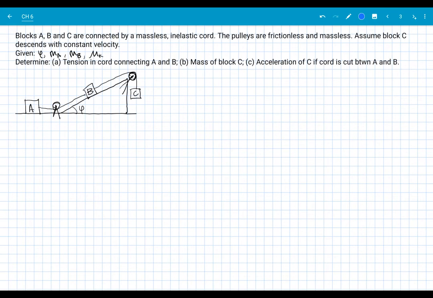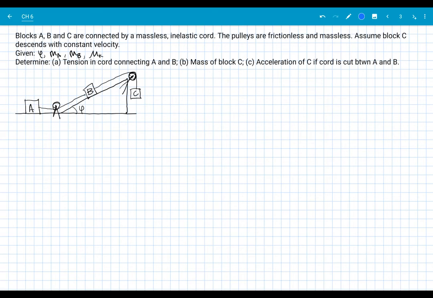Okay, let's get started on this problem here. This is a problem with three blocks. They're all connected by cords here, and we're assuming the cords are massless and inelastic. And there are two pulleys in our scenario here. We can consider them to be massless as well and frictionless.